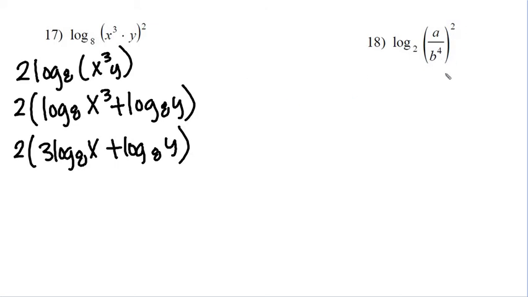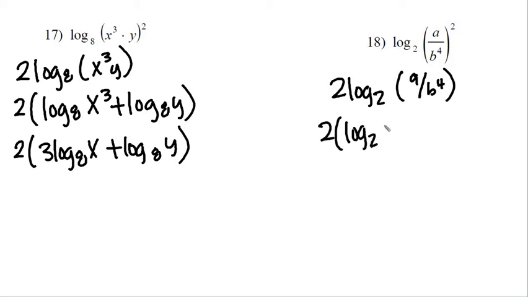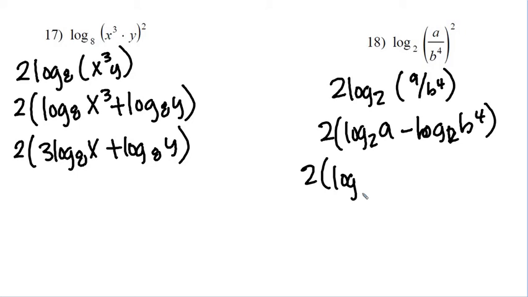Similar here, except quotient rule, so I'm going to use the 2 out front. 2 log base 2 of a over b to the 4th. So I have 2 times log base 2 of a minus log base 2 of b to the 4th. So I have 2 times log base 2 of a minus 4 log base 2 of b.